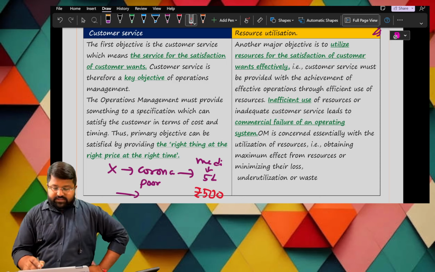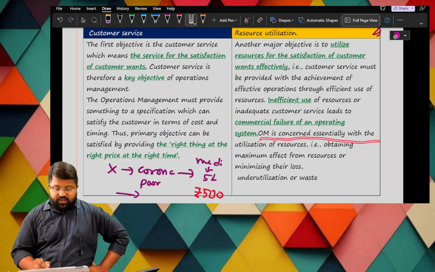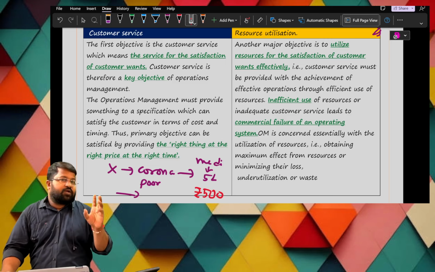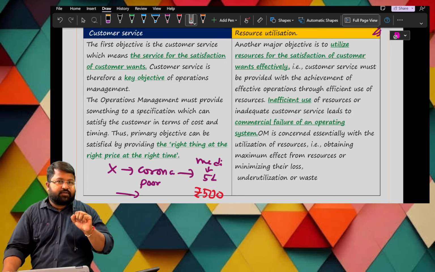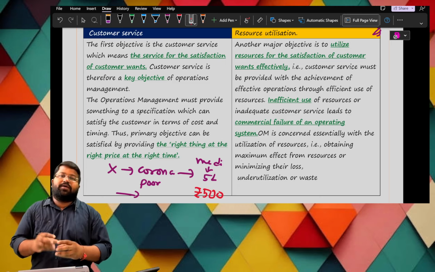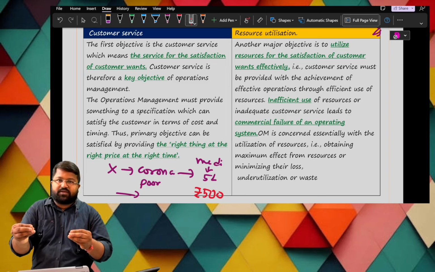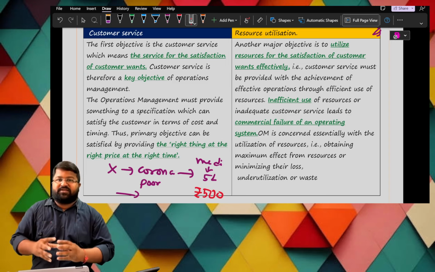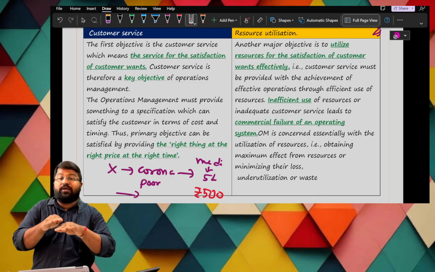OM is concerned essentially with the utilization of resources. OM is also concentrating on how to use the resources. So should I use the resources more or less? Should I use the optimum resource or not? Is there wastage? What is the wastage? What is the industry accepted wastage? Is mine more than that, less than that, or equal to that?